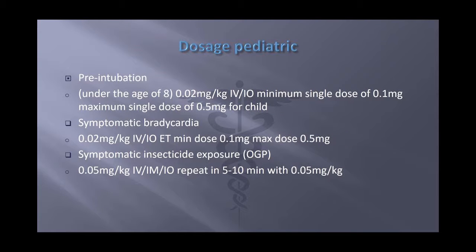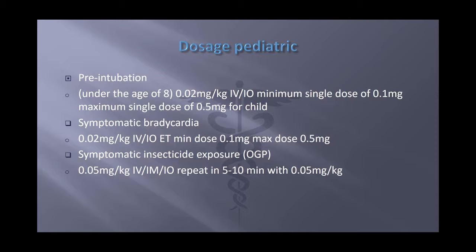Pediatric dosing. Pre-intubation. Children under the age of 8 can receive 0.02 milligram per kilogram IV or IO with a minimum single dose of 0.1 milligrams and a maximum single dose of 0.5 milligrams. It's used for symptomatic bradycardia. Its dose is 0.02 milligram per kilogram IV, IO, or ET. Minimum dose is 0.1 milligrams. The maximum dose is 0.5 milligrams.